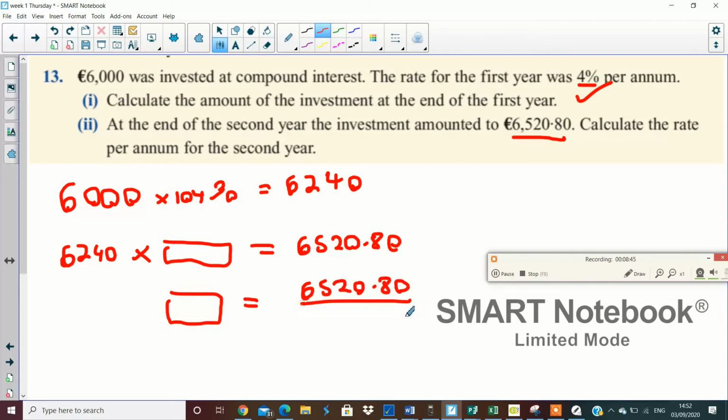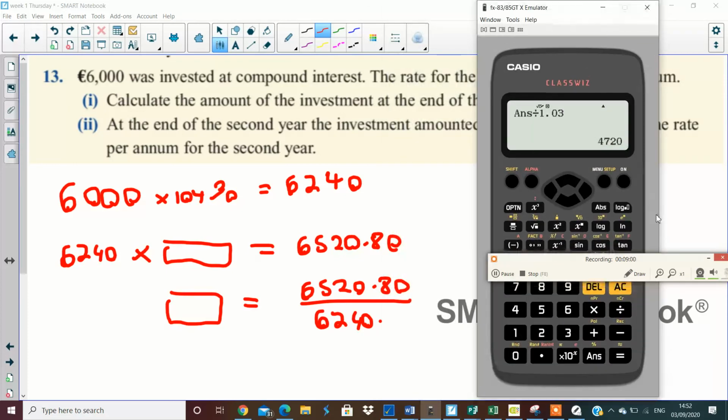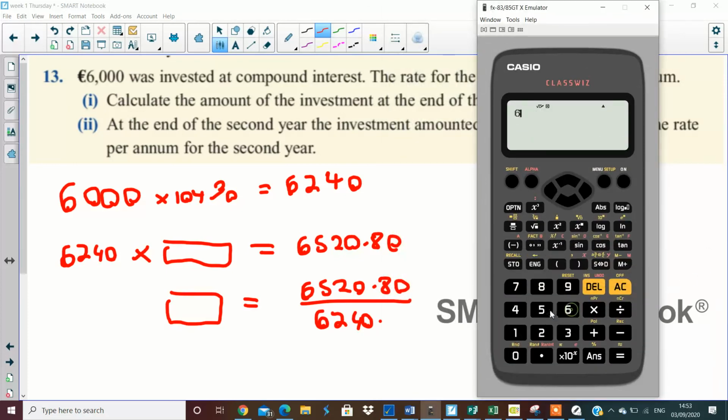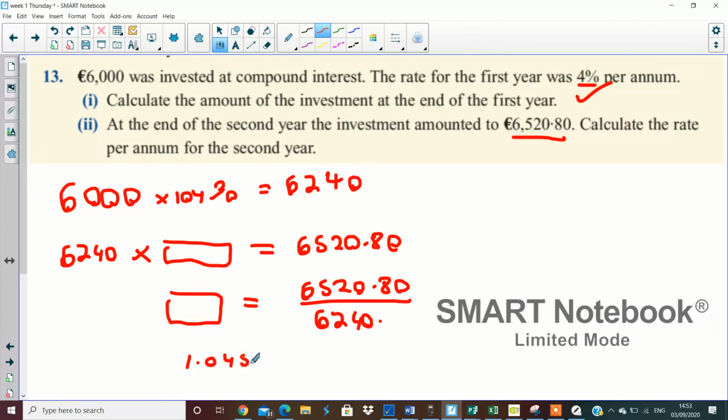6,520.80 divided by? Exactly. It'll be a number bigger than 1. So what is that number? 1.045. Is that okay with you guys? And that's the same thing as 104.5%, which means you're gaining an extra 4.5%. There you go. And you're done.